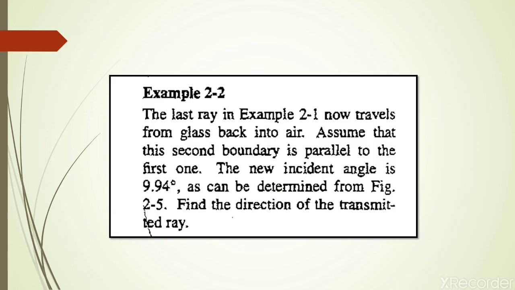Let us do the second example of the book. This example says the ray in example number 2.1 now travels from the glass back into air. Assume that the second boundary is parallel to the first one. The new incident angle is 9.94, as can be seen from the figure on the next slide. This is figure number 2.5 in the book, but we will show you the figure on the next slide in a while. Find the direction of the transmitted ray.